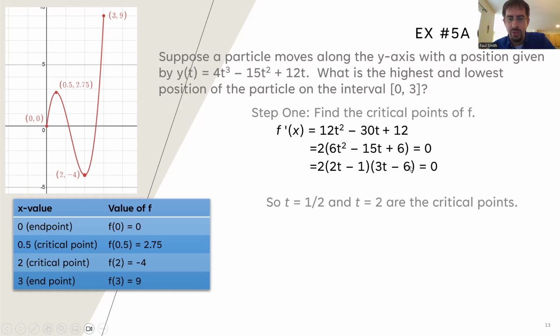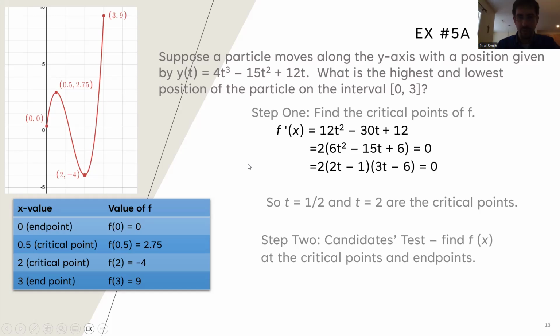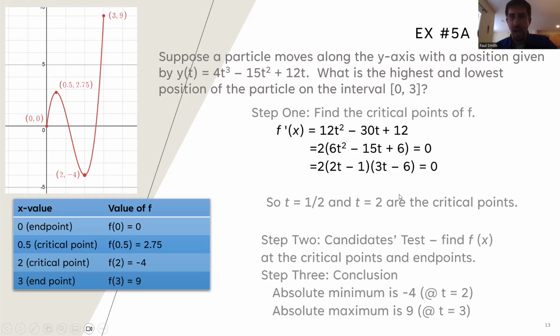So we needed two numbers to multiply to get to 6 and add to -15 when we split it up as a 2t and a 3t in this case. So in other words, t equals 1/2 and t equals 2 are the two critical points. We've got our endpoints of 0 and 3. We plug in 0, we plug in 1/2, we plug in 2, and we plug in 3. And we see which one gives us our highest and lowest values. So as you can see, the absolute minimum value, which would be our lowest position, would be at time 2. That minimum value is -4. And the absolute maximum value, which would be our highest value position of our function, that would be at 9 and time equal to 3.